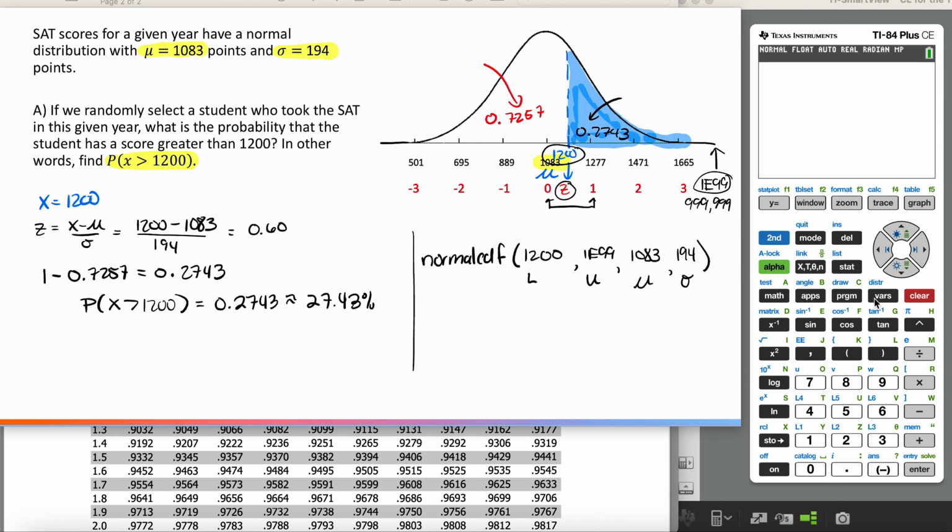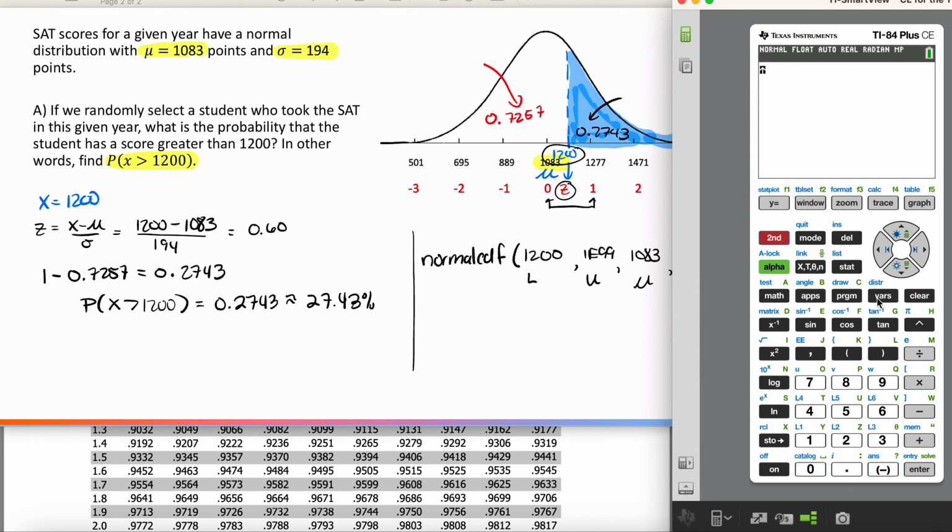Under this button called VARS, right above it in blue is distribution. So you're going to press 2nd VARS. It's going to take you to your distributions. And you're going to choose option 2, which is normalcdf, which stands for normal cumulative density function. Okay, so we're going to choose option 2. And your calculator is going to prompt you to put in your limit. So let's type in 1200 as our lower limit.